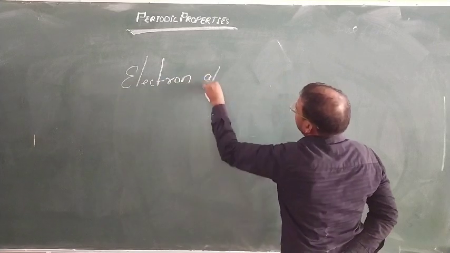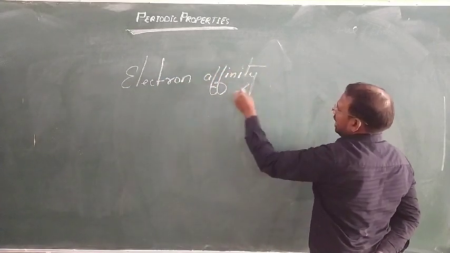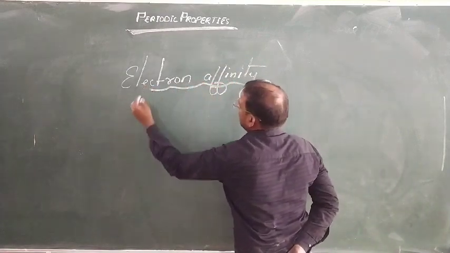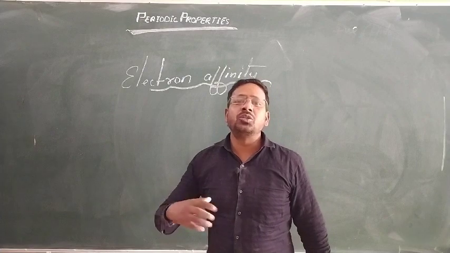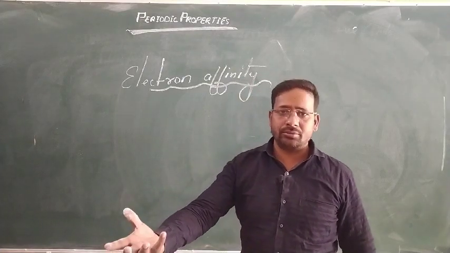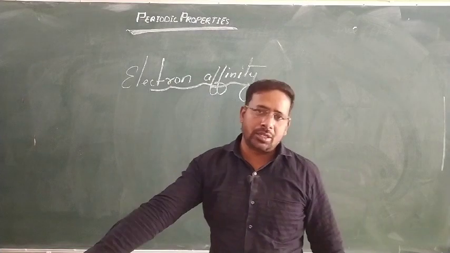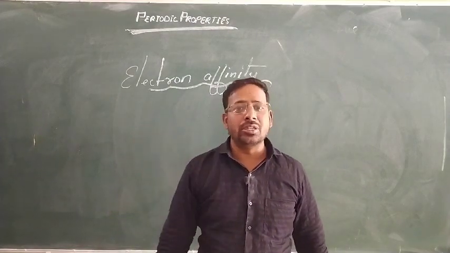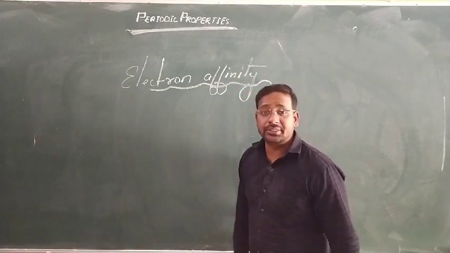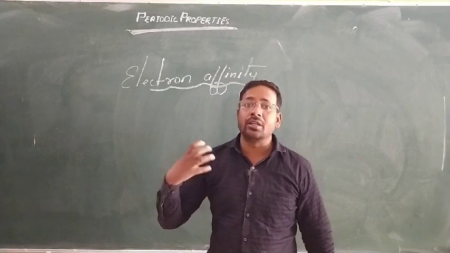electron affinity. What is that? Electron affinity means love toward the electron. How much love does the atom have toward the electron, how much can an electron be attracted toward the nucleus, that is called electron affinity. Affinity means attractive power, you can say love.